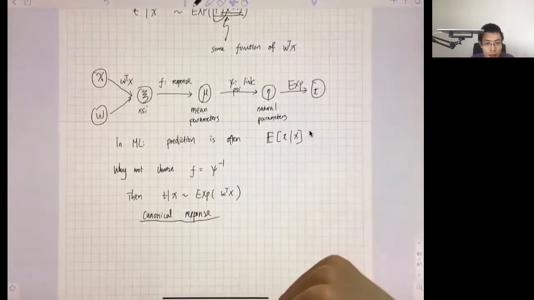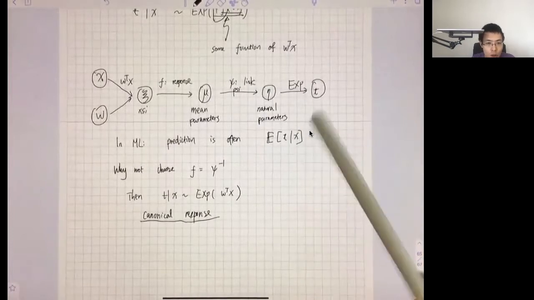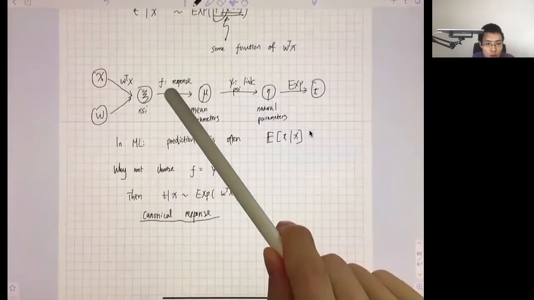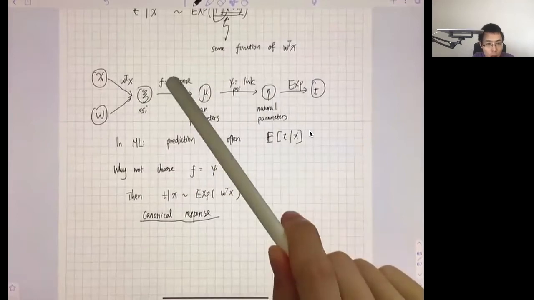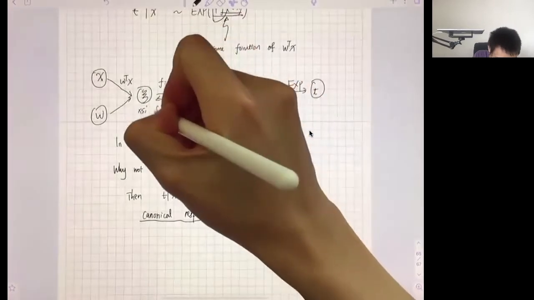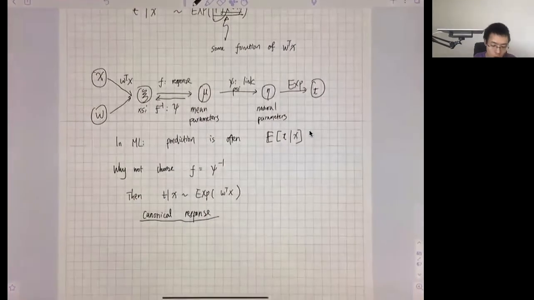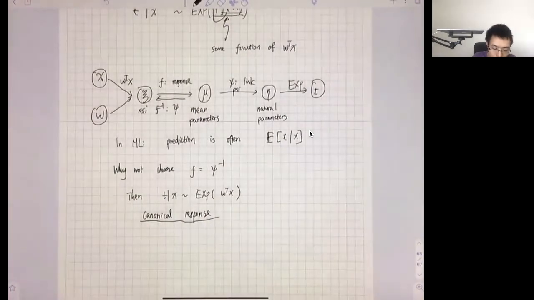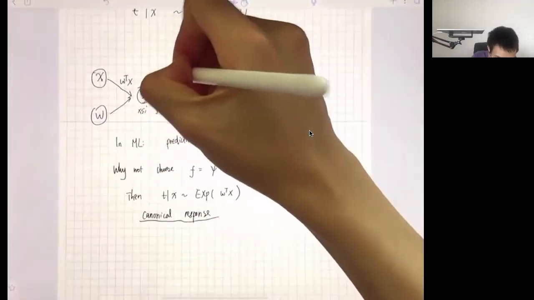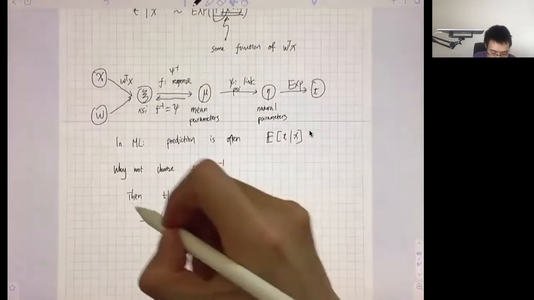And then the prediction is oftentimes about the mean parameter, so you need to compute the inverse of the psi as your f. If you go in this way, the f inverse is chosen as psi, and f is chosen as psi inverse. So this is the canonical response.